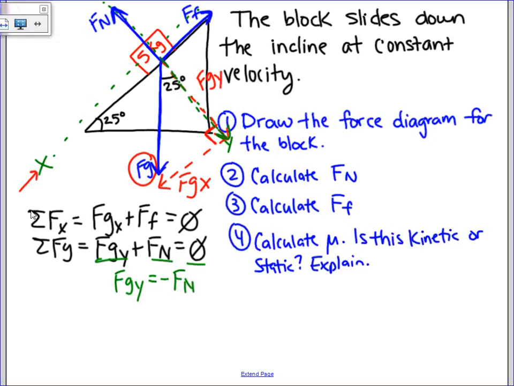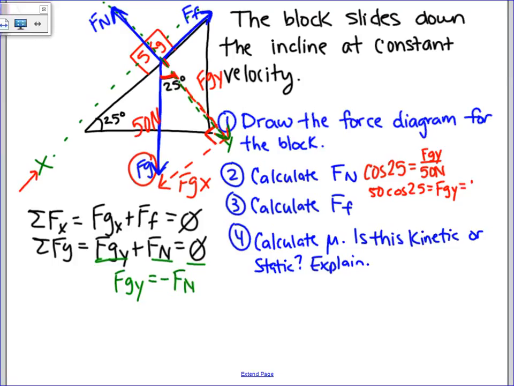So that means my force gravity, not the y or x component, but force gravity itself, or the hypotenuse, is 50 newtons. Now, if I know that this angle is 25 degrees, my hypotenuse is 50 newtons, and I want to solve for the force gravity y, which is the adjacent, I'm going to do cosine of 25 degrees equals the adjacent, which is force gravity y, over the hypotenuse, which is 50 newtons. That gets rearranged to be 50 times cosine 25 equals force gravity y.